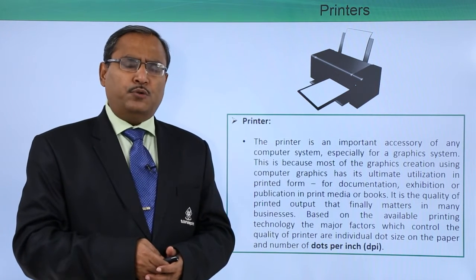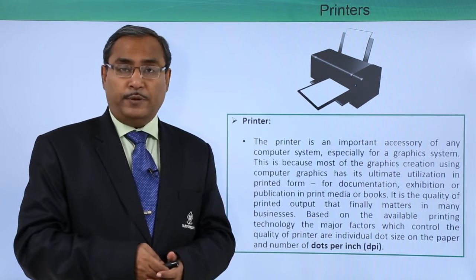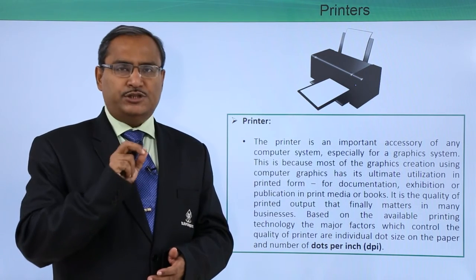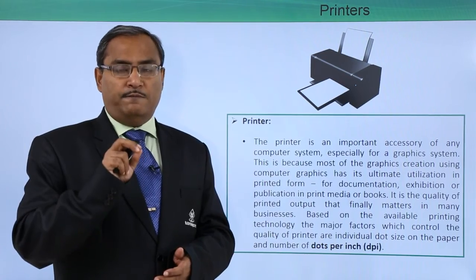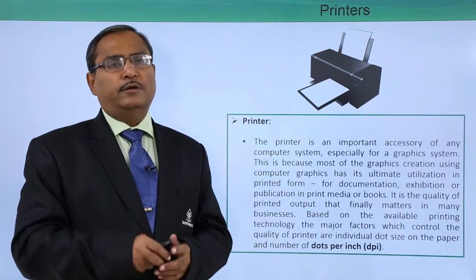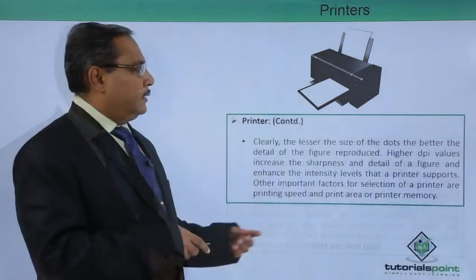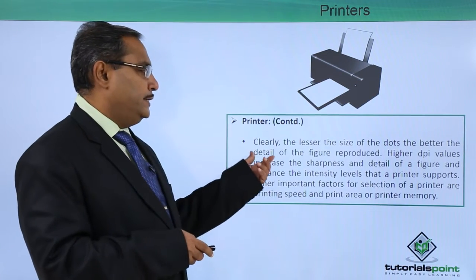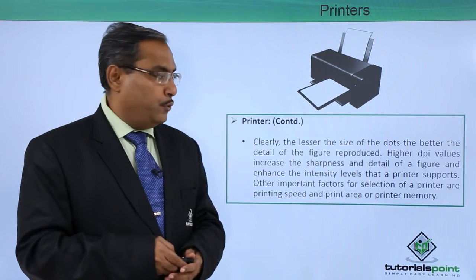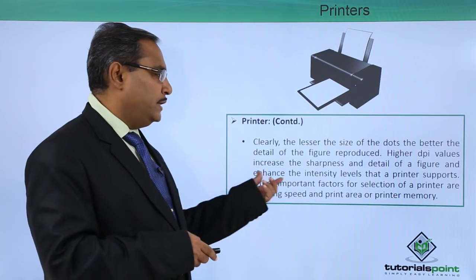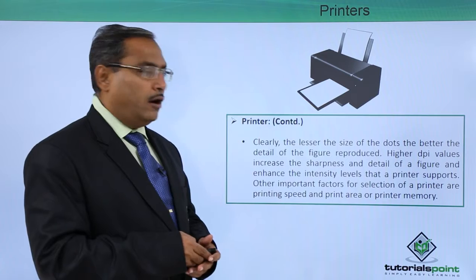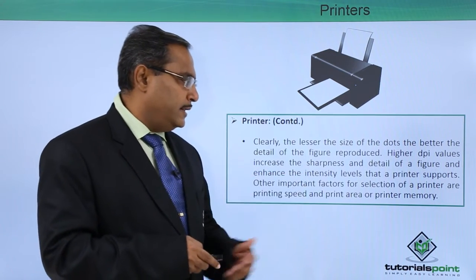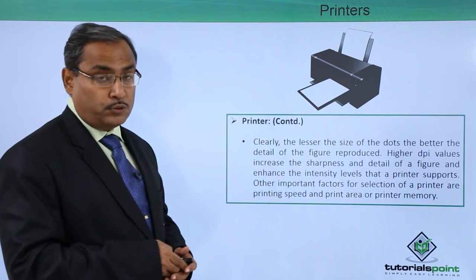So a printer can produce printing but with different printing quality. How many dots we are going to print per inch is a measure of the quality of printing. Clearly, the smaller the size of the dots, the better the detail of the picture reproduced. So higher DPI values increase the sharpness and detail of a picture and a figure, and enhance the intensity levels that a printer supports.